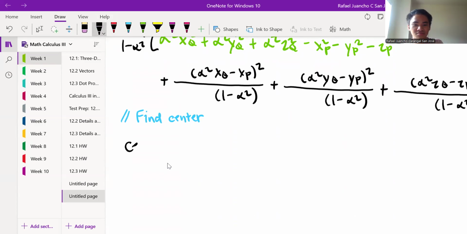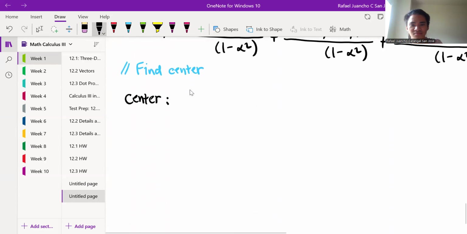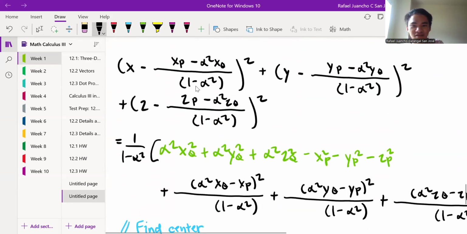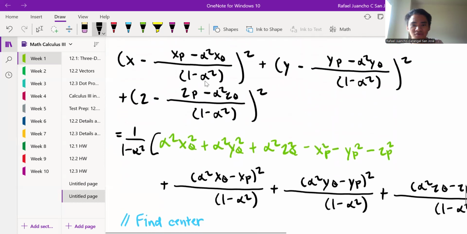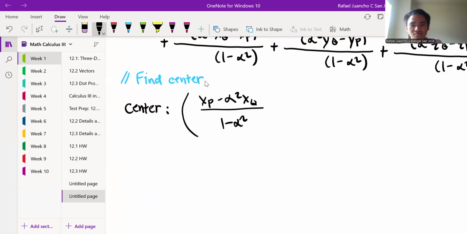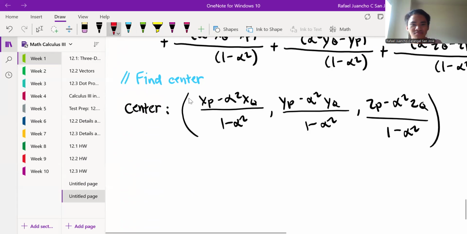So our center is, assuming I did the math correctly, our center is this thing right here. So our center is xp minus, I think it was alpha, I didn't memorize it, alpha squared xq over 1 minus alpha squared. Now we just do it for y and z. Y, q, and z. So that's our center.